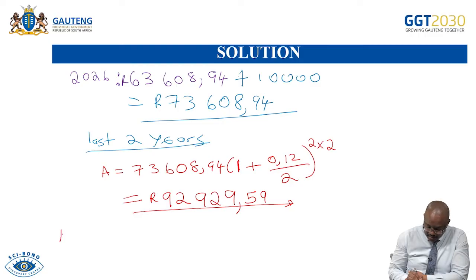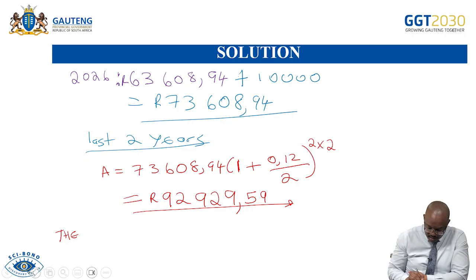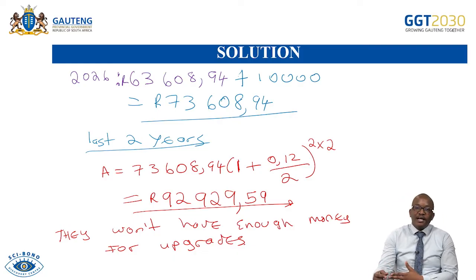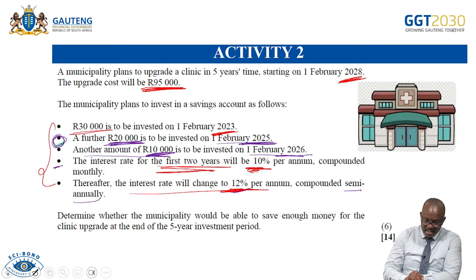You can say the municipality won't have enough money for upgrades. You can leave it here. Remember, you can conclude it anyway, but it must make sense. Your conclusion has to make sense. So that's how you can conclude there for 6 marks. That's how you answer that type of question for 6 marks.